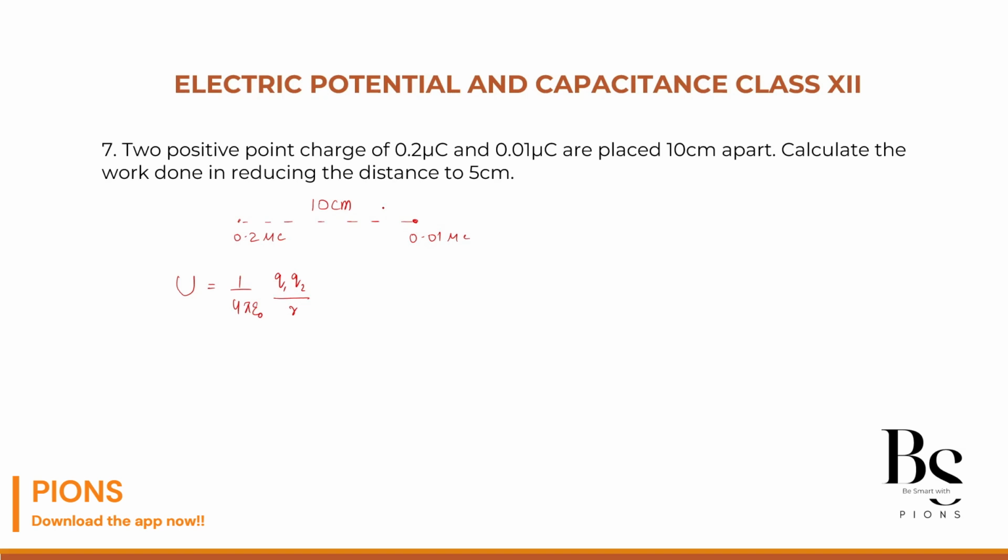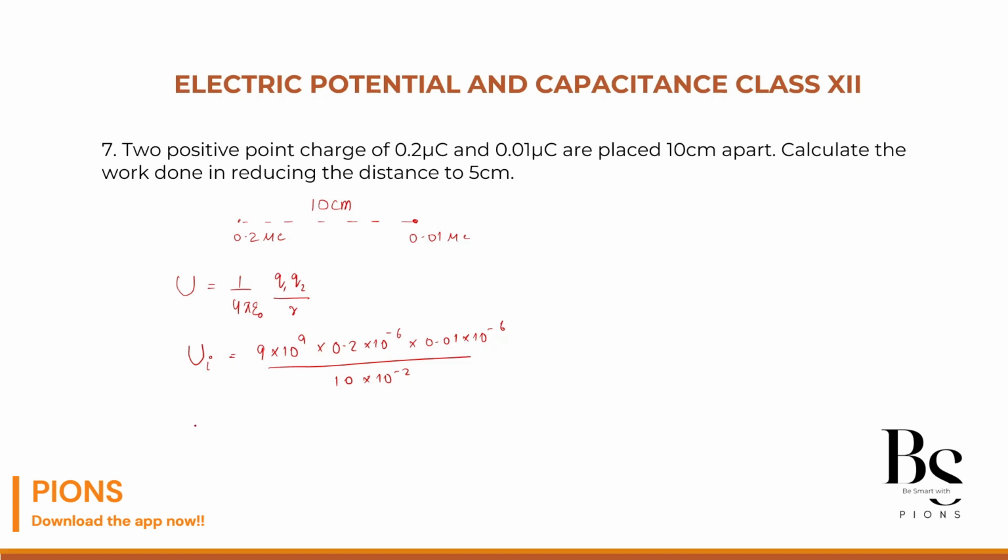And what is that potential energy? Let's first find that. So initial potential energy, let's call it U initial, is 1 by 4 pi epsilon naught, 9 into 10 to the power 9, charge Q1 is 0.2 microcoulombs, 10 to the power minus 6, Q2 is 0.01 into 10 to the power minus 6, whole divided by 10 centimeters, so 10 into 10 to the power minus 2. This is the initial potential energy when they were already at 10 centimeter. This was the work you were doing to keep these charges at that place.